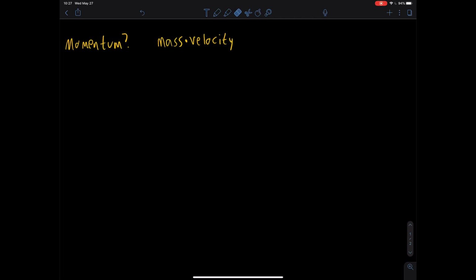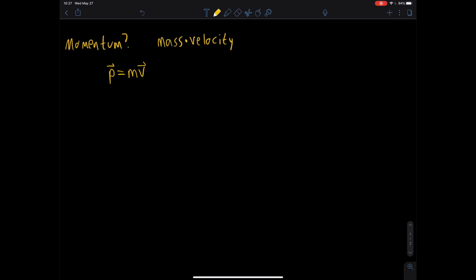So the equation for momentum looks like this. We have p, our symbol for momentum, equals mass times velocity. But since velocity is a vector quantity, our momentum is a vector quantity as well. So momentum is a vector. It has a direction. If I have an object moving in some certain direction, it also has momentum in that direction. It's going to have the same direction as the velocity.